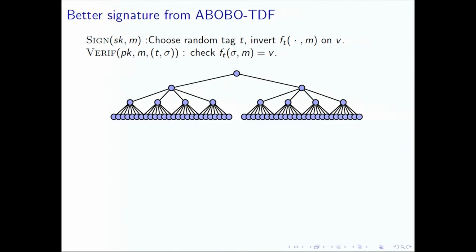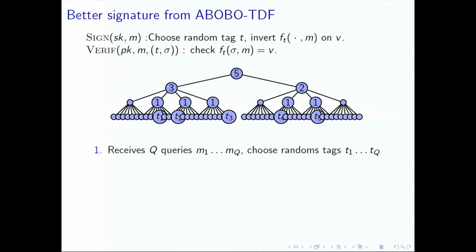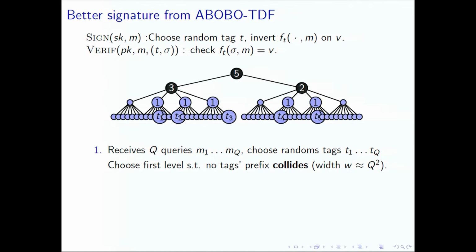And this allows a much more efficient proof using the following strategy. So you receive Q queries, and instead of inverting a function that depends on your message, you're going to invert a function that depends on a random tag, all right? So you pick random tags, and you're going to count in your tree at each node how many tags there are under it, all right? So each time there is a value that is greater than 1, it means that there is a collision, that somehow the paths going to the tags collide at this level. So I'm going to mark them in black, all right? And everything that is blue, there is no collision.